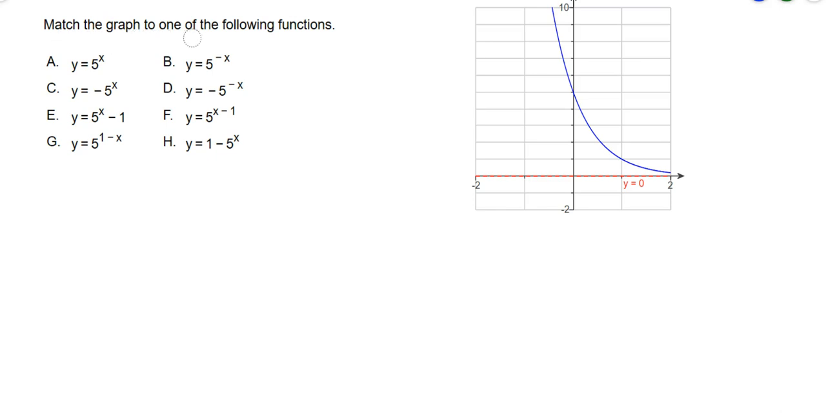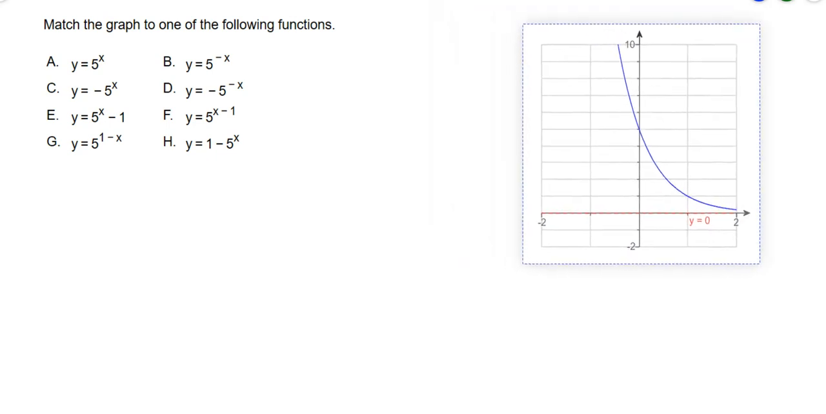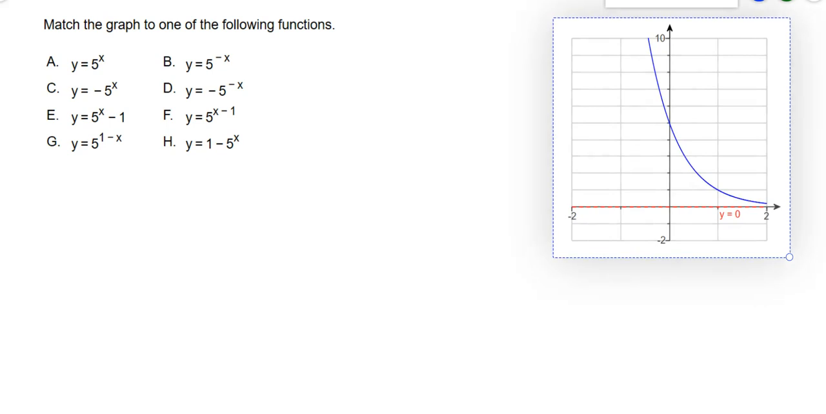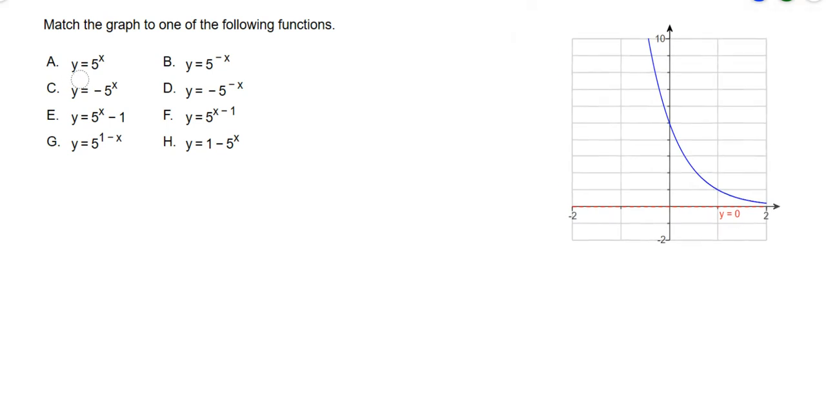Match the graph to one of the following functions. So we have our graph here, and our functions y equals 5 to the x, -5 to the x, 5 to the x minus 1, 5 to the 1 minus x, 5 to the negative x, -5 to the negative x, 5 to the x minus 1, and 1 minus 5 to the x.